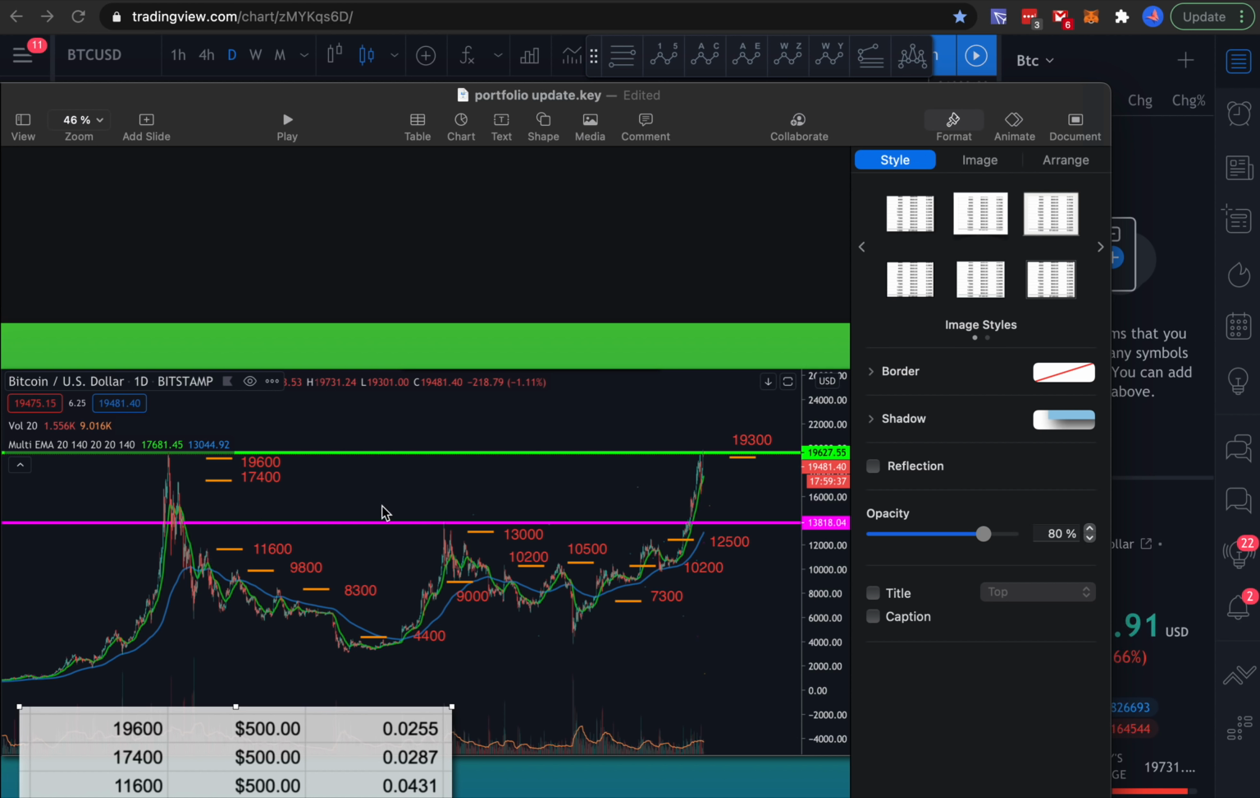If you want to get a little bit more profit than this, you can get a better average price for your investment just by implementing some strategy into your dollar cost averaging. So let's talk about that.